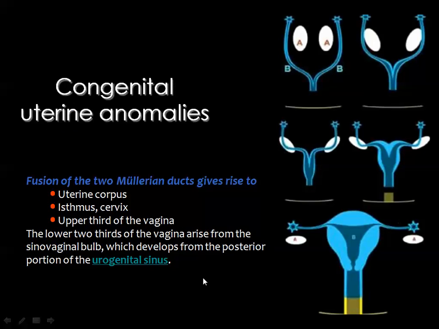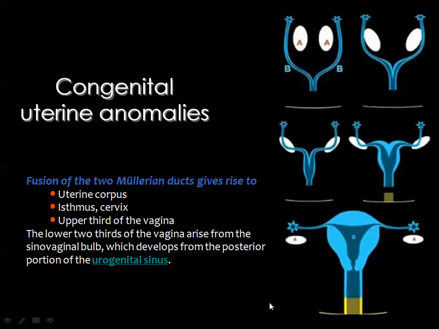And then, sorry, we'll start the pathologic lesions that occur in the uterus, and we'll start with the congenital anomalies affecting the uterus and the tubes.